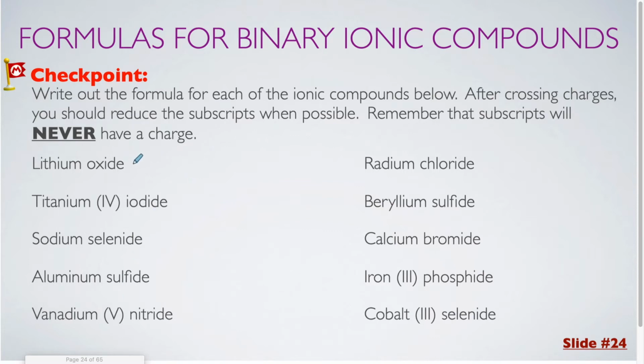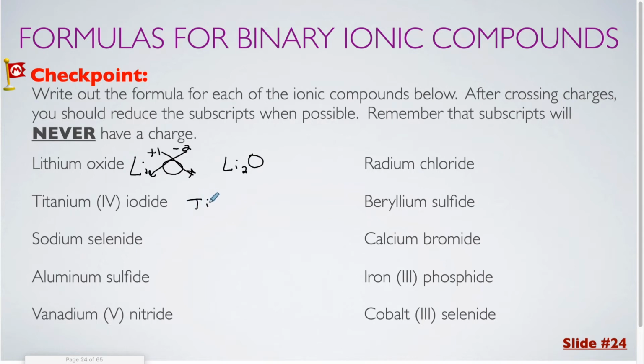To start off with here, we have lithium oxide. Our lithium atom always has a +1 charge. Oxide refers to oxygen, which always has a -2 charge. The numbers are going to crisscross down to the subscripts for the opposing atom. That means that we are going to have 2 lithium atoms for every 1 oxygen, resulting in a formula of Li2O.